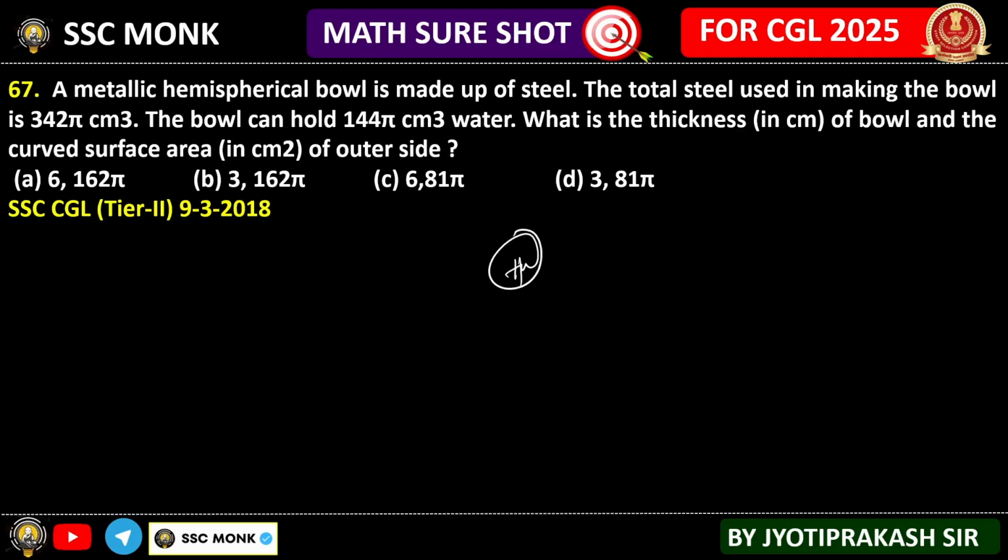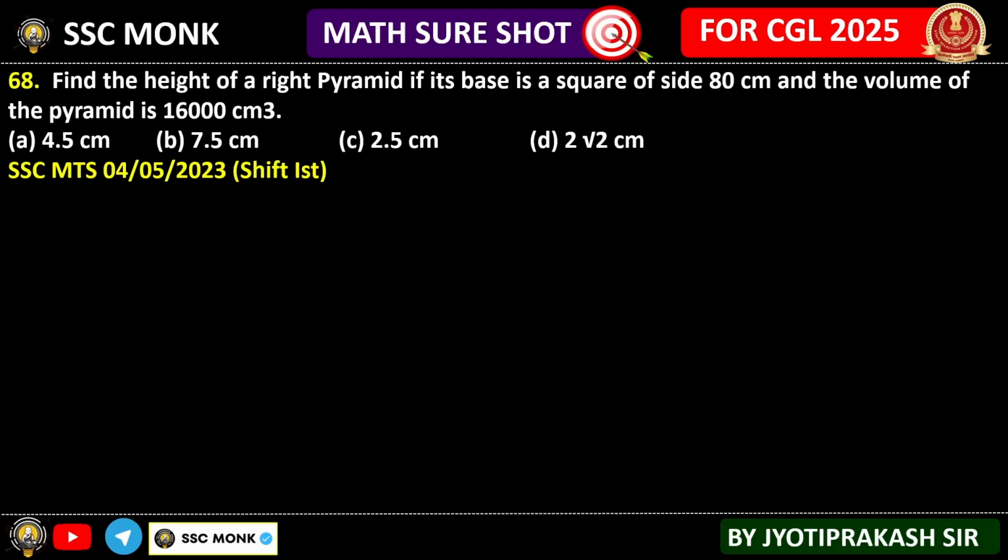Very simple homework. Find the height of the right pyramid, if its base is a square of side 80 centimeter, and the volume of the pyramid is what?